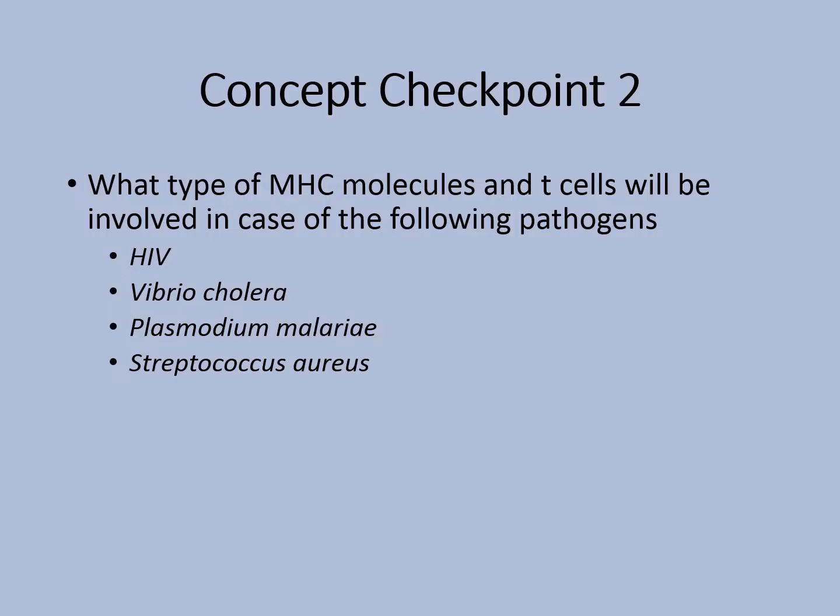As a part of the second concept checkpoint, you have to find out what type of MHC molecule and T cells are involved in case of infections caused by the following pathogens. That is HIV, Vibrio cholerae, Plasmodium, and Staphylococcus aureus. Try to find out the answers and we will discuss them in our interactive session.